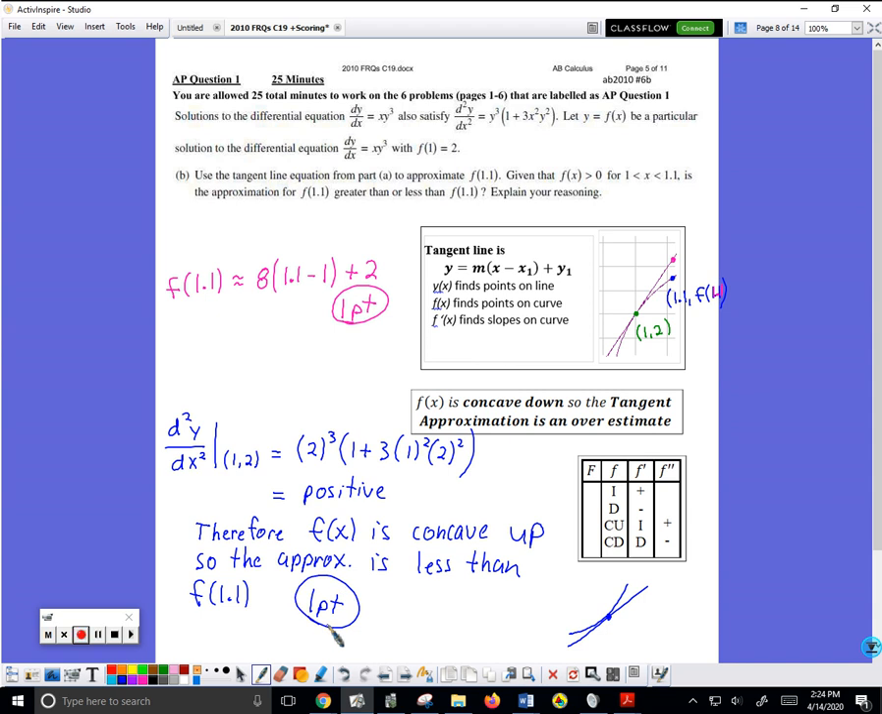This is worth understanding. It's not a hard problem. All you have to remember is when we're talking about whether a tangent line approximation is greater or less, we're simply looking to see is the curve we are approximating concave up or concave down.